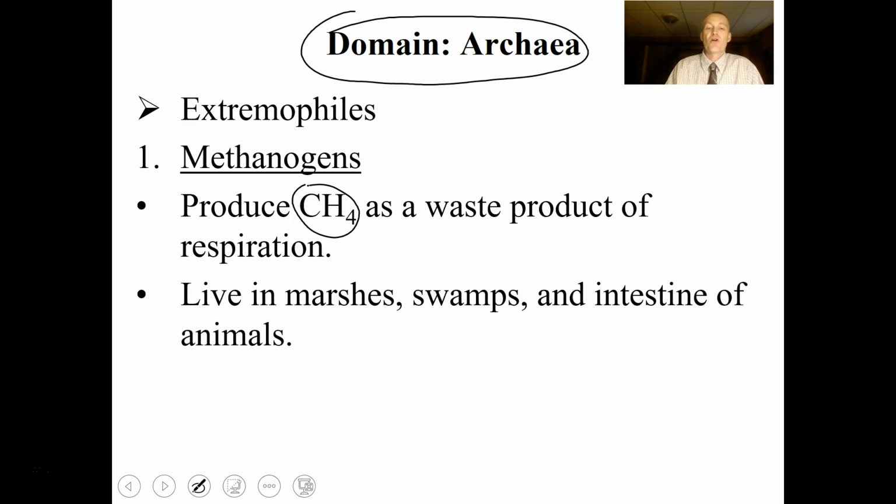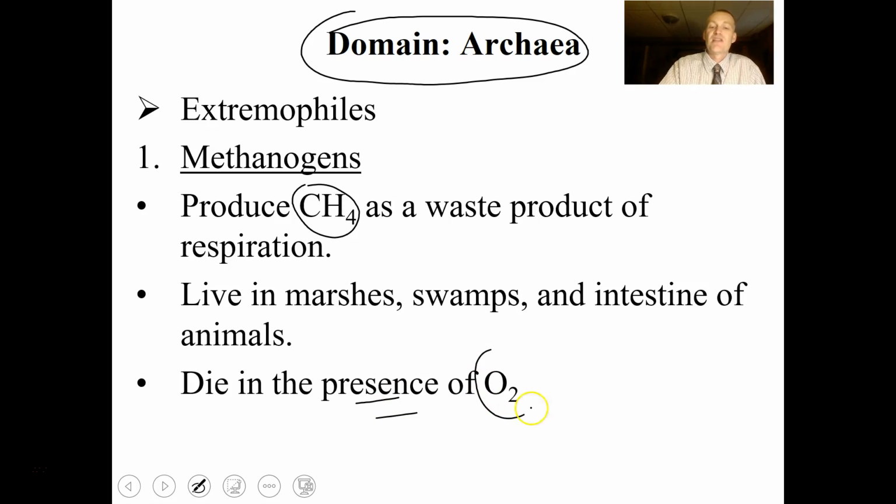So they live in marshes and swamps and in the intestines of animals, and they have an interesting characteristic: they die in the presence of oxygen. So they live in places where there's no oxygen. Swamps, intestines, all these places are going to have low oxygen or no oxygen, and they grow. And if you've ever been to a swamp before, or gone to a place that has tides and it's kind of swampy, it does smell like methane. So it does have a methane gas smell. And some swamps produce so much methane you can light a flame and it will actually create an explosion.